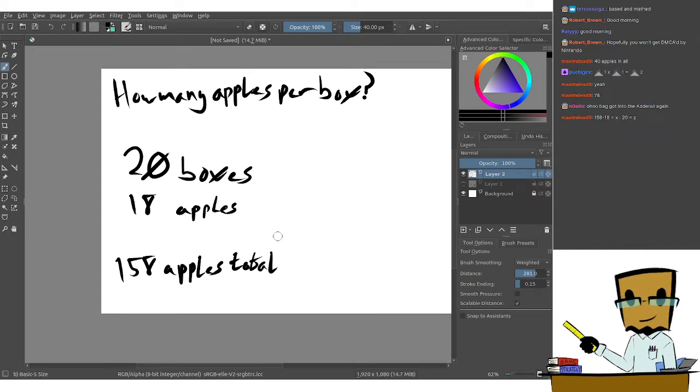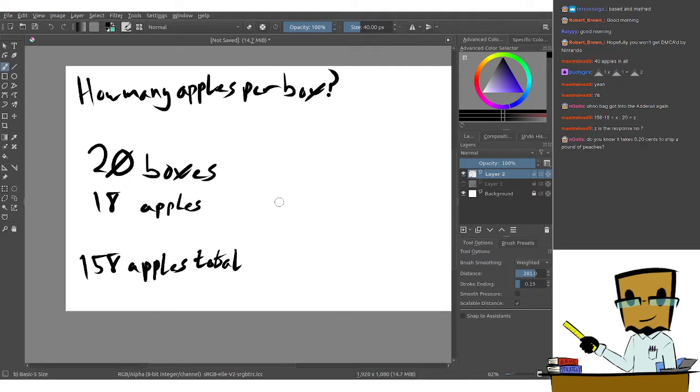Yeah, no. Wait. What? 20 equals Z? What does that mean? It takes 20 cents to ship a pound of peaches. I did not know.